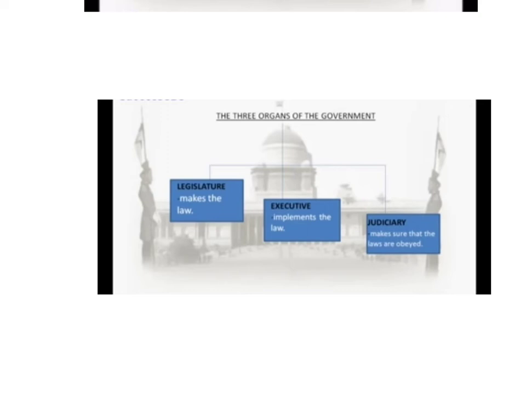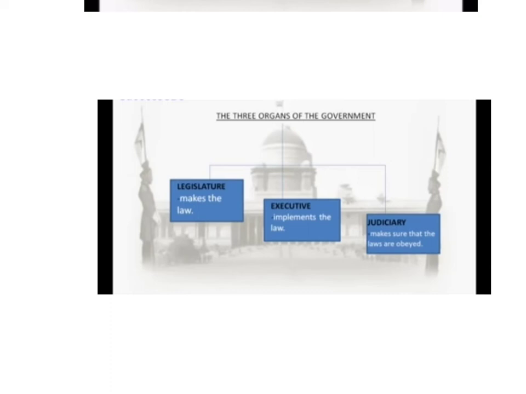We can say that the legislature has the work of making laws, making policies, making procedures, but the executive's work is to implement those laws, to enforce them at the practical level. And the judiciary has to make sure that the laws are obeyed. That means everyone should know what is my right, what is my duty. Everyone should obey the laws. No one will violate those laws, because then the work of the judiciary comes in.